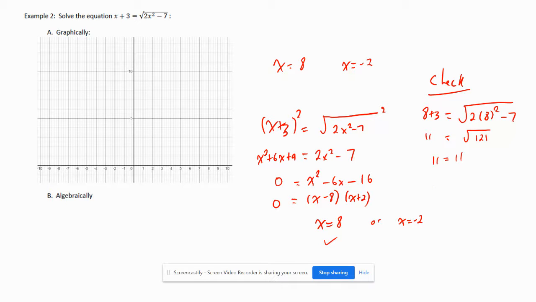X equals -2. So we get -2 plus 3 equals the square root of 2 times -2 squared minus 7. -2 plus 3 is 1. 2 times 4 is 8 minus 7 is 1. Square root of 1 equals 1. So 1 does equal 1. So that means -2 is a solution as well for this guy too. Okay.